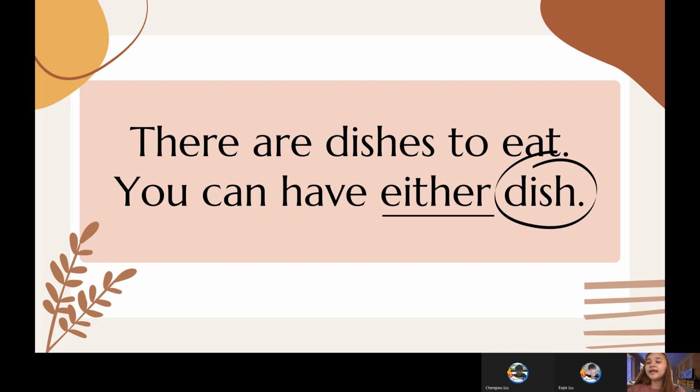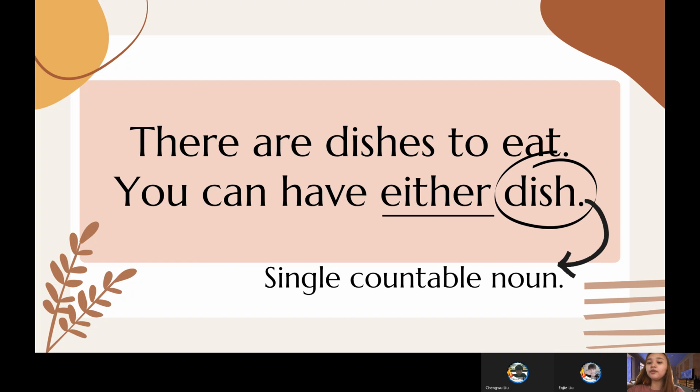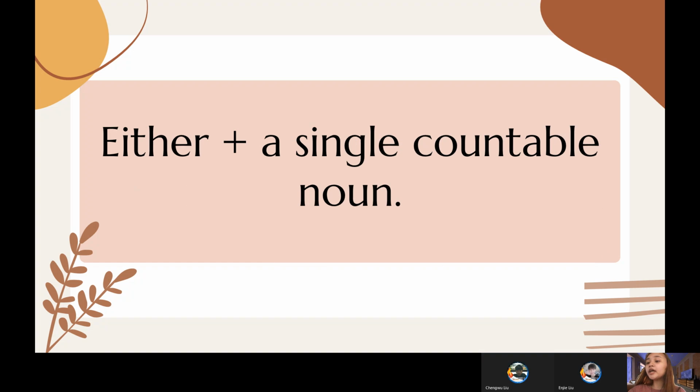Singular, ma'am. Yes, dish is a single countable noun, because if we are going to use either as a determiner, either should be followed with a single countable noun. So the pattern will be either plus single countable noun. We could not use a plural form after the word either because either means one or the other one in the two options. If you have two options, you are having one.